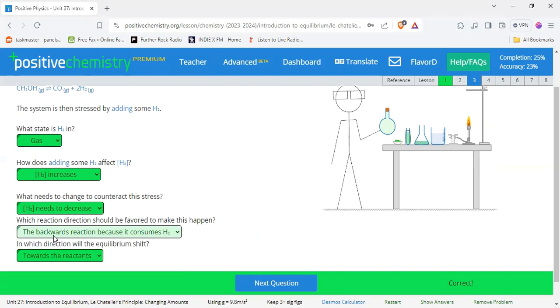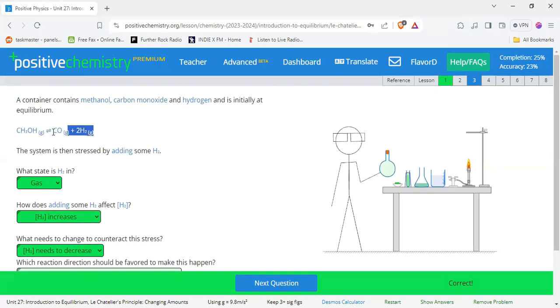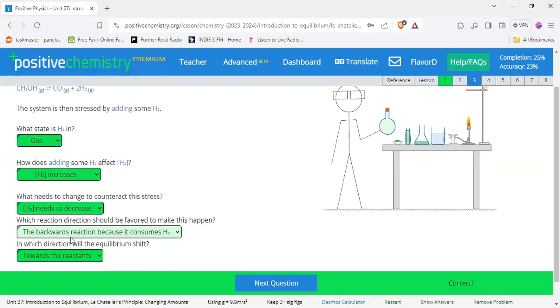So that needs to go down. That means that you've got to chew it up by pushing this backward, or to the left. You've got to go this way to chew up some more of that because you artificially increased it. So the backward reaction will happen. It will be favored because it consumes H2, and that pushes everything toward the reactants.